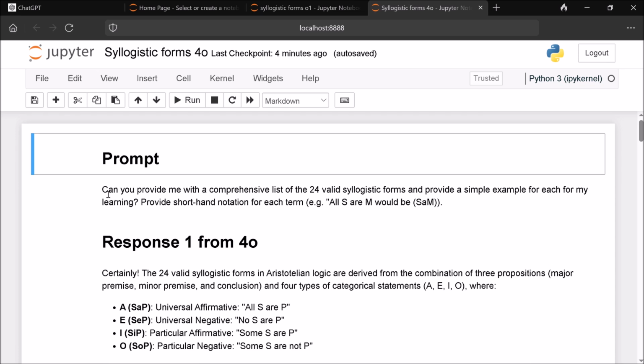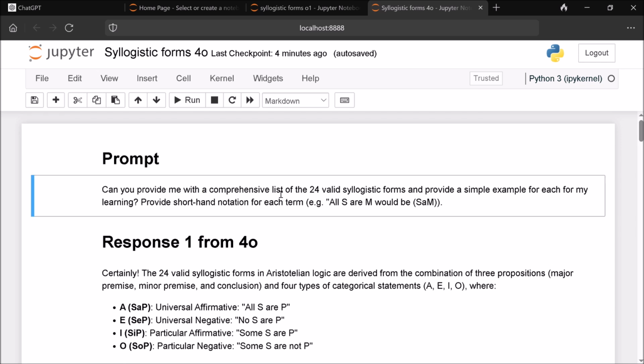The first few trials were not good at all. The responses were not good at all. So the final prompt is, can you provide me with a comprehensive list of the 24 valid syllogistic forms and provide a simple example for each for my learning? Provide shorthand notation for each term. For example, all S are M would be SAM.